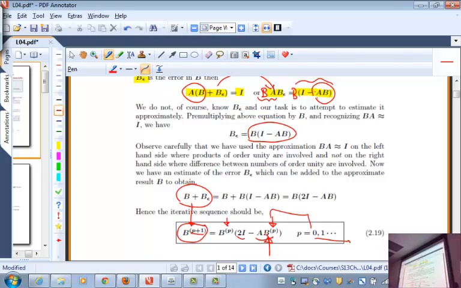Basically, it illustrates ideas of how I can combine the benefits of a direct method with an iterative method to develop an algorithm that does even better. Any questions on that?